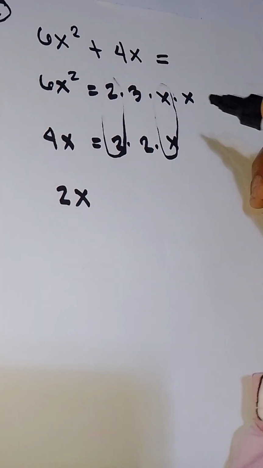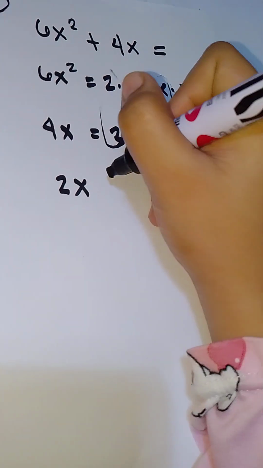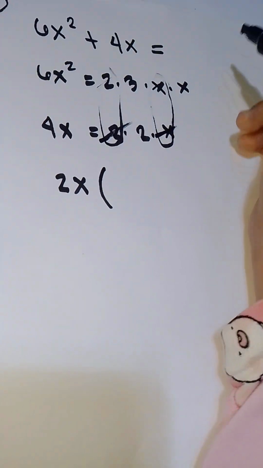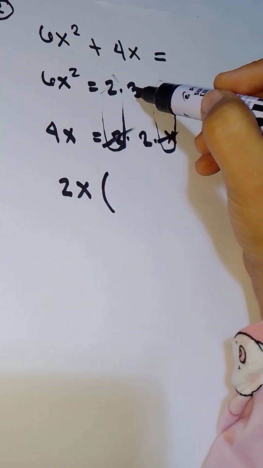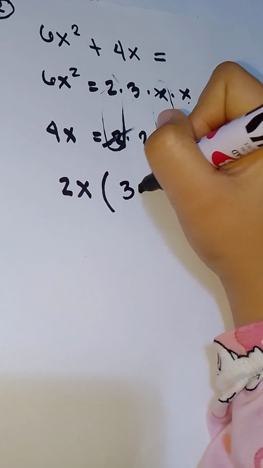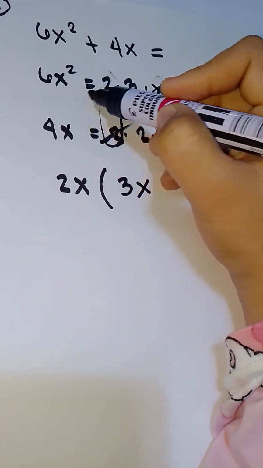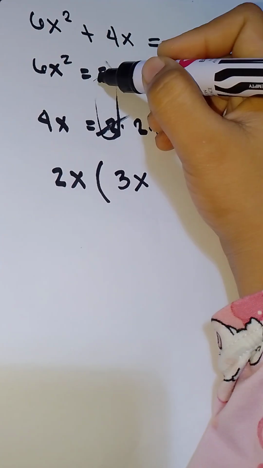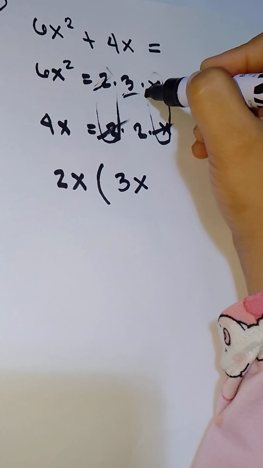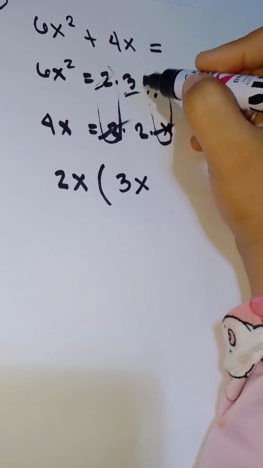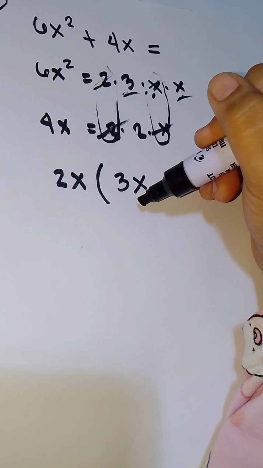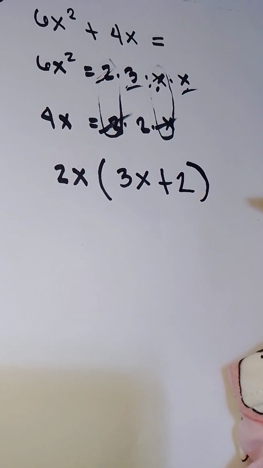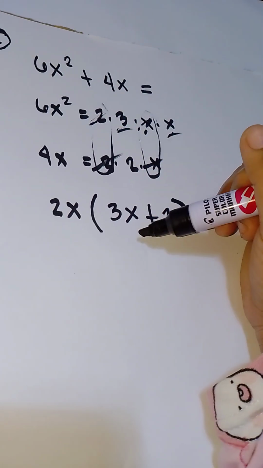If you can see here, you can directly fill in. These are the common factors, right? So you can directly put 3x, because in the 6x squared prime factors, you can put 3x, right? Because the common factors are 2 and x. So 3x, we'll put it here, and then plus 2. So this is the answer.